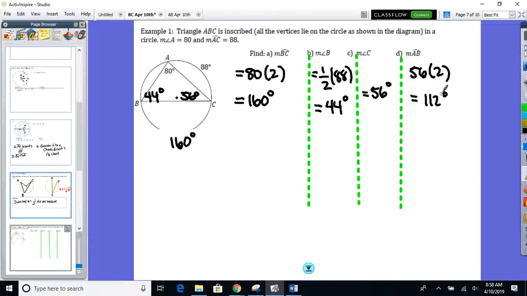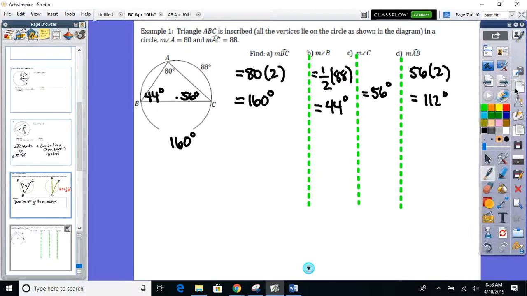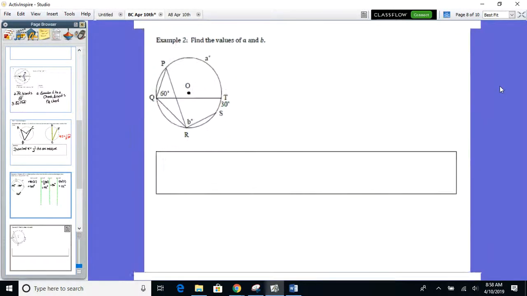How do we feel here with the inscribed so far? Okay, all right, we'll see how you feel.